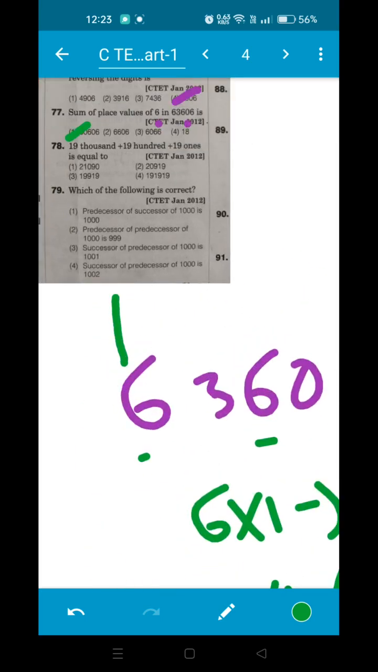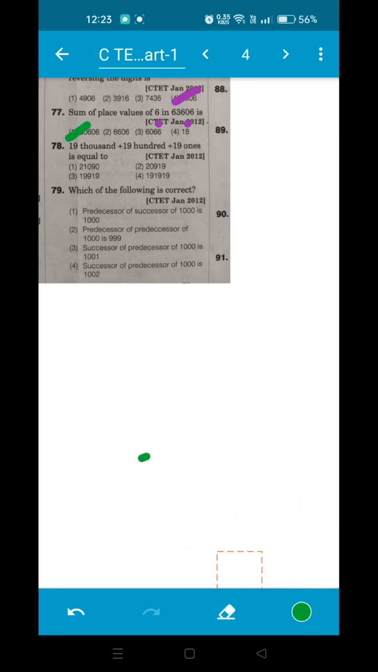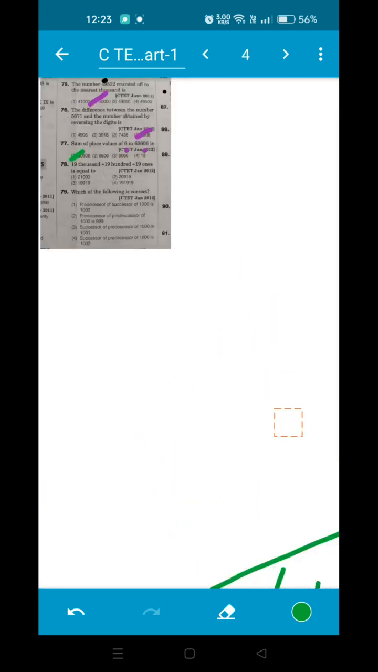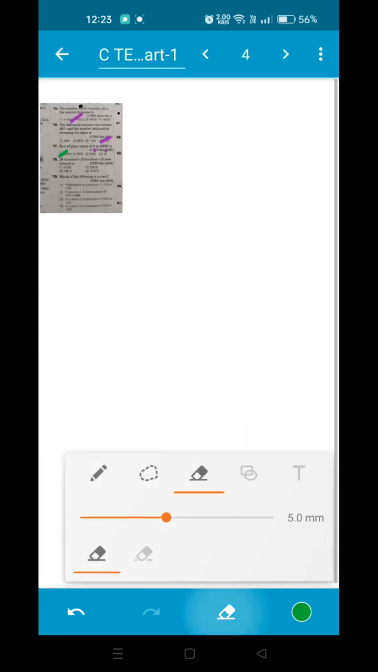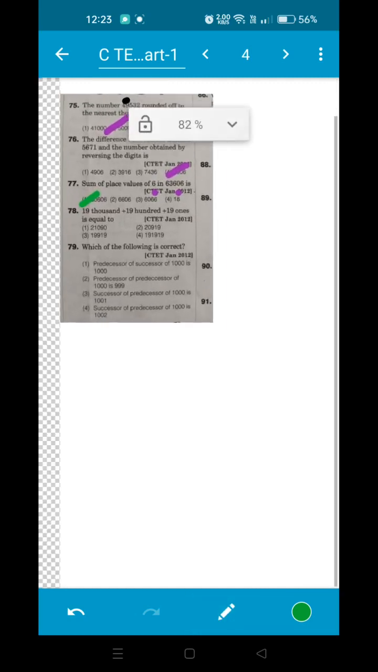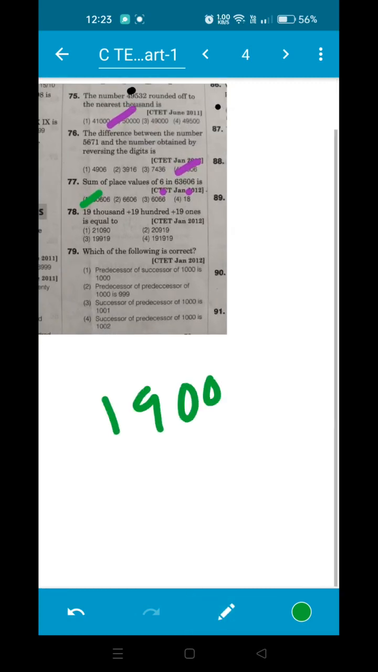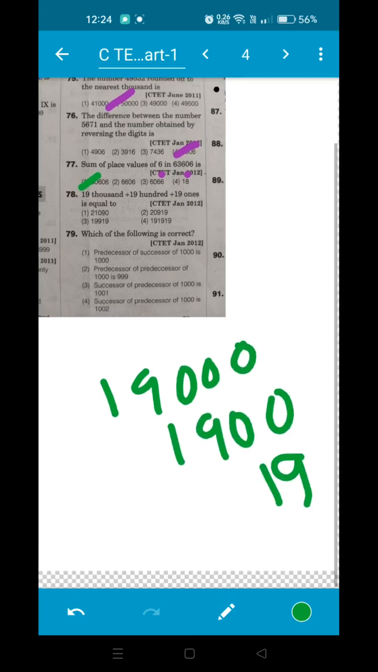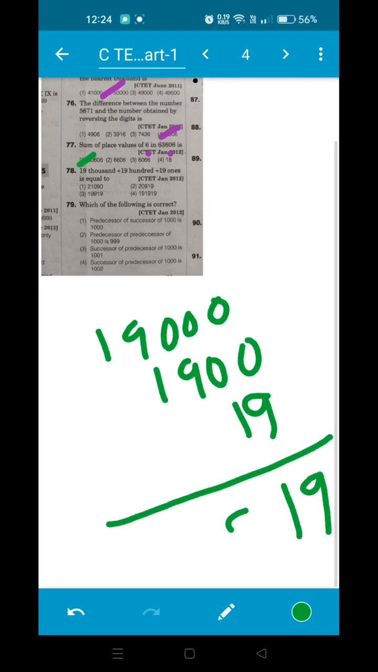Next, 78. So 19,000 plus 1900 plus 19 ones. So again you need to add. First thing is what? 19,000, write down, and again 1900, and finally 19 ones, 19 into 1. So you need to add. 9 plus 1, 10, so it is 1. So it is 20,919. Option 2. That is question number 78.